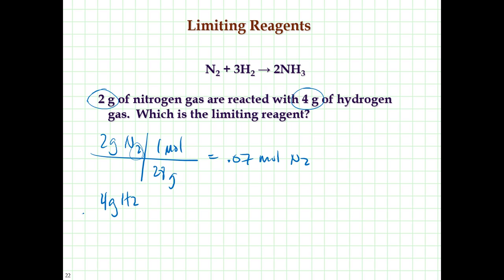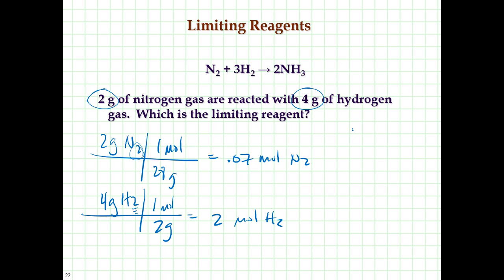Let's do the same thing for hydrogen. 4 grams of hydrogen. I have 1.01 times 2. I'm going to round 1.01 to 1. So hydrogen is going to be 2 grams, because I've got H2. Each H is a 1. 1 times 2 is 2 grams per mole of hydrogen. 4 divided by 2 is 2 moles of hydrogen gas.